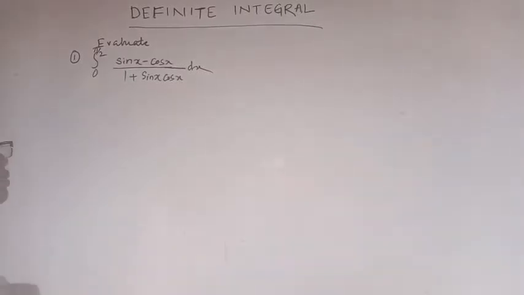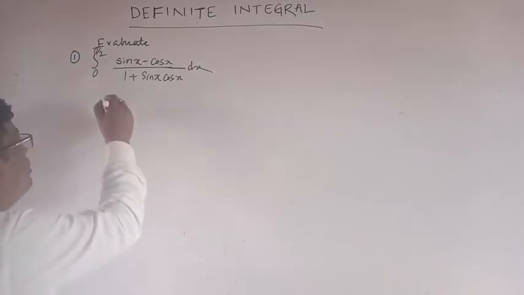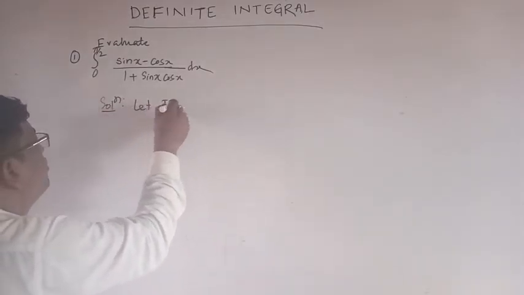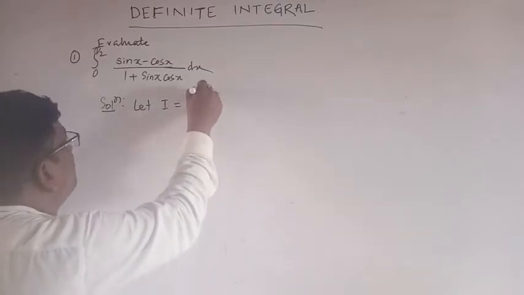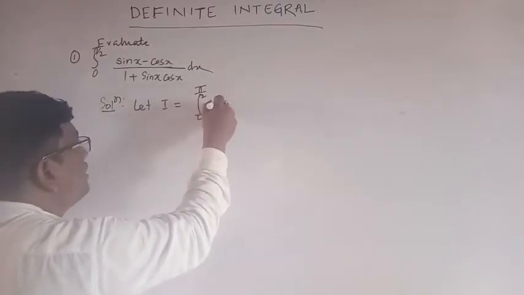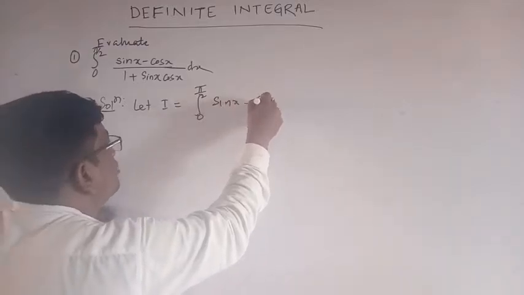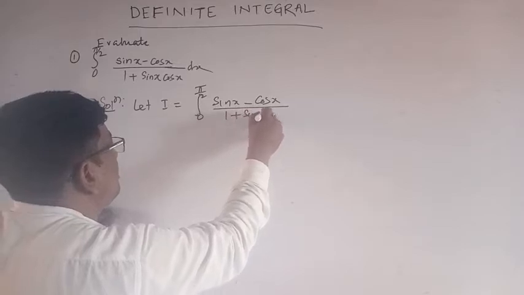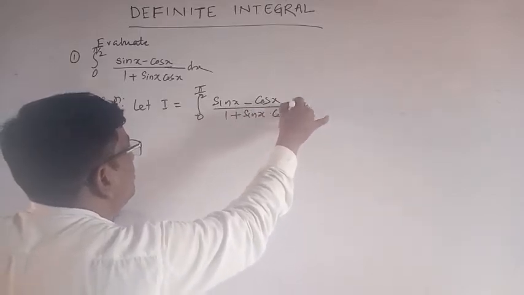Evaluate the integral from 0 to pi by 2 of (sin x minus cos x) divided by (1 plus sin x cos x) dx. Solution is: let I equal the integral from 0 to pi by 2 of (sin x minus cos x) divided by (1 plus sin x cos x) dx.